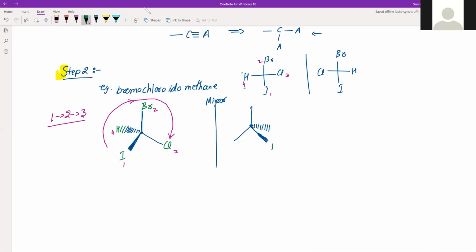This is iodine, this is bromine, this is chlorine, this is hydrogen. Now their priority: hydrogen is 4, and the others are 1, 2, and 3. If you move from 1 to 2 to 3 and draw a line, your line will be like this. This is anti-clockwise. That means your movement is anti-clockwise, right? And here your movement was clockwise.